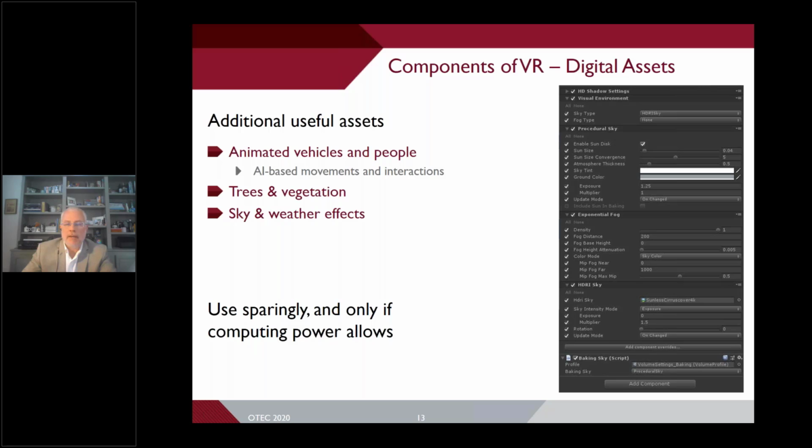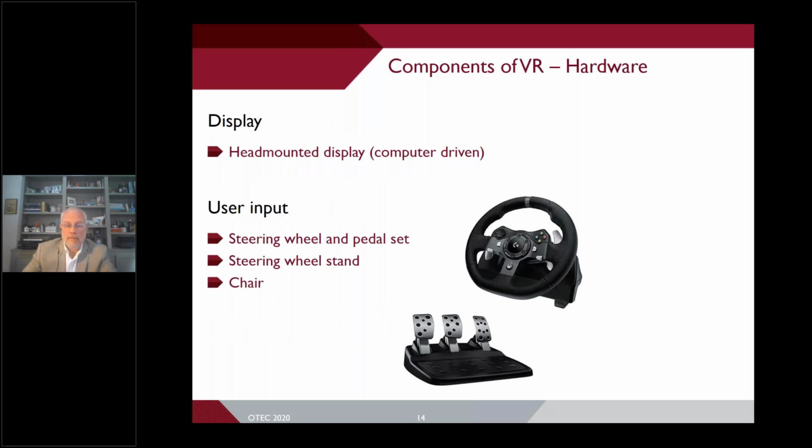As with the special physics package, these can all be found in the software asset stores at reasonable prices or sometimes even free. But any of these should only be used if computing power allows, because they can add a lot of complexity to the project, slowing down the display. This is a recurring theme when designing a VR experience. Display speed is king.